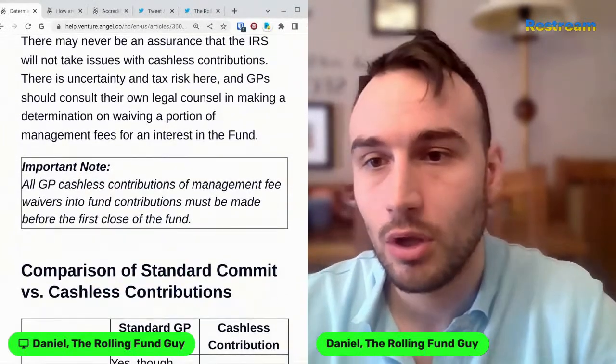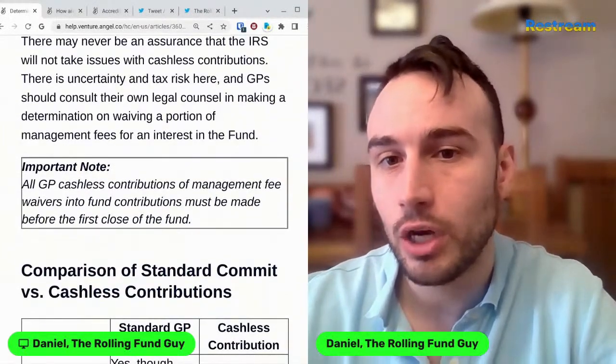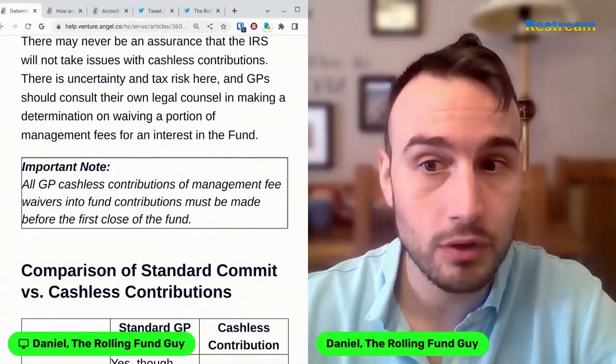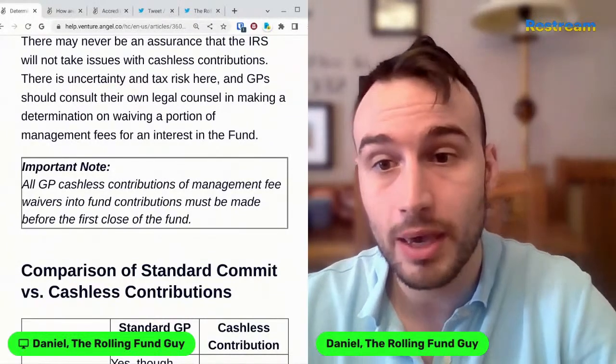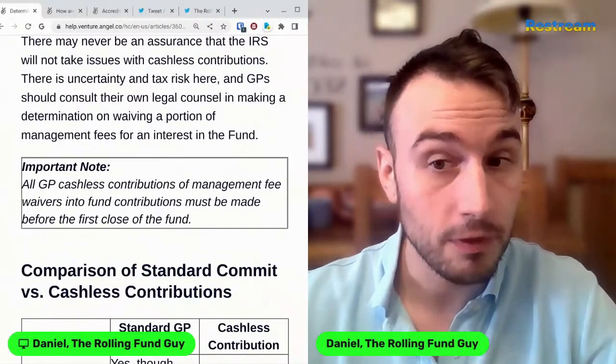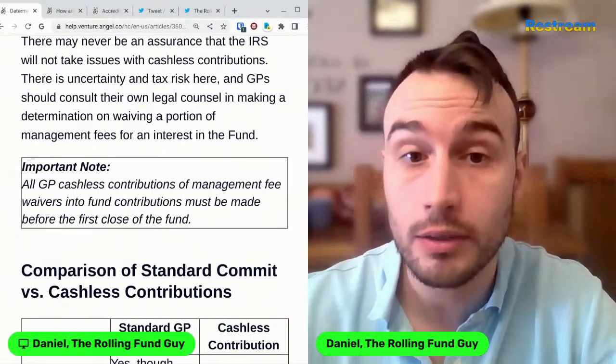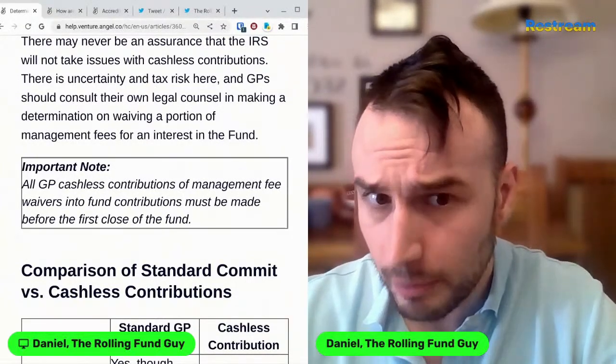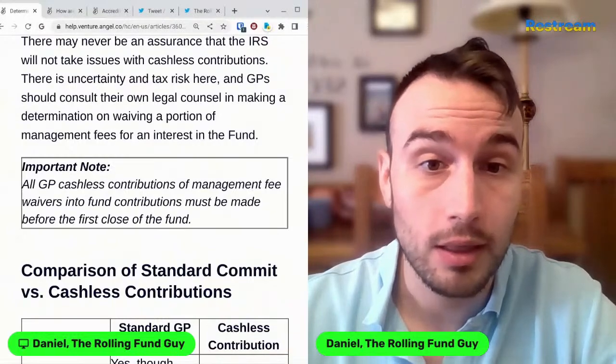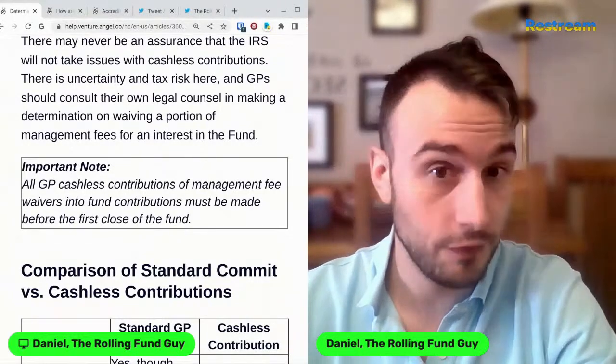Important note, all GP cashless contributions of management fee waivers into fund contributions must be made before the first close of the fund. So before the quarter one launch, at the start of the fund, when you set it up.